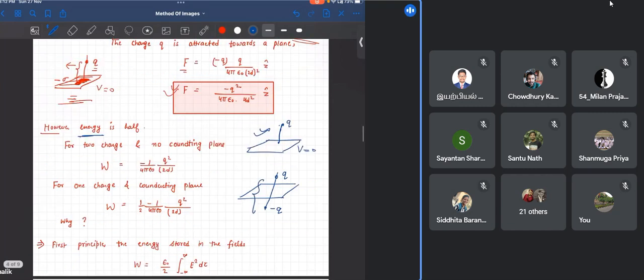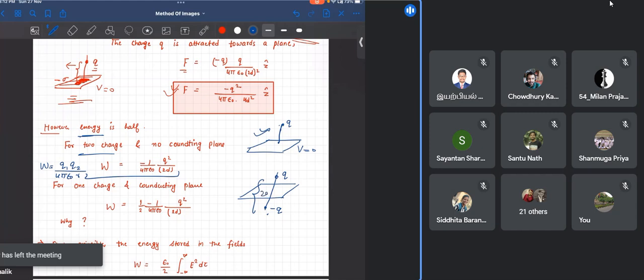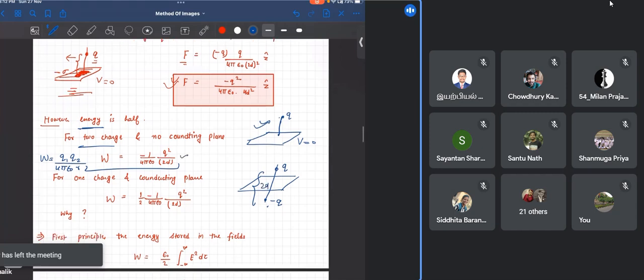For example, in this case, where we have two charges and there is no conducting plate, you can simply write the energy as Q1 Q2 over 4 pi epsilon naught times R. I think you know this formula. R is the distance between these two. The distance is 2d, so you can write this. But in the case of one charge and a conducting plate, it will be half.